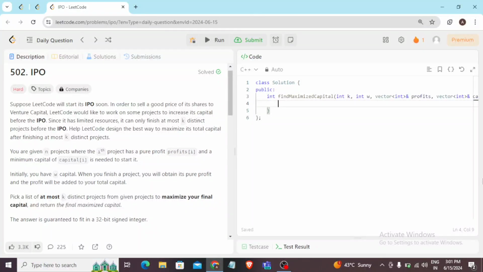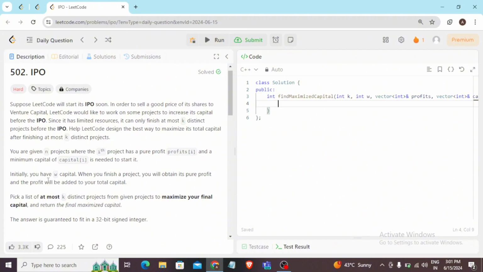This is day 10 of our Leetcode daily question series, and today's question is IPO. In this question, we are given two vectors, profit and capital, and two integers, W and K. For every capital, we have the corresponding value of the profits, and obviously both vectors, capital and profits, will be the same size.